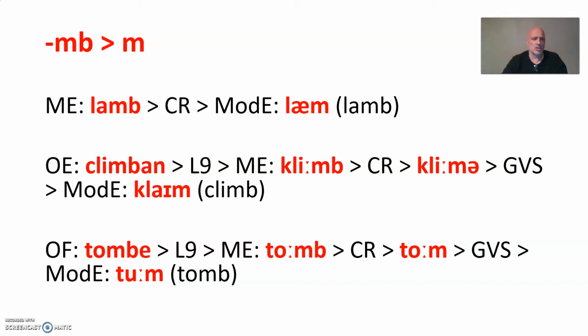Or, not quite sure, from the Old French, probably tombe. Something like this, tombe. Tombe, Old French, into Late Middle English becomes tombe. And then cluster reduction, tombe becomes tom, goes into the Great Vowel Shift. And today we have tomb. We still spell tombe. Bomb is a similar case. The b in bomb.